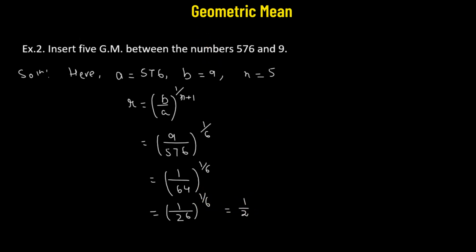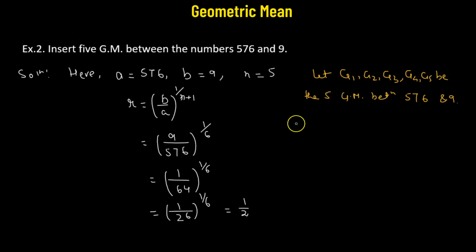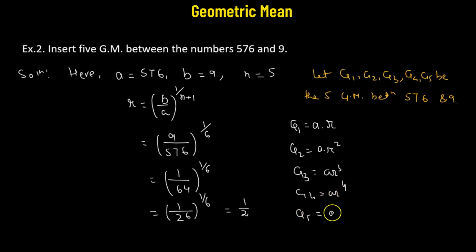To find out the geometric means, let's introduce 5 geometric means. So we have G1, G2, G3, G4 and G5 be the 5 geometric means between the numbers 576 and 9. So that means we can obtain the value of G1. G1 is simply the first term multiplied by the common ratio r. G2 will be the first term multiplied by the common ratio r squared. G3 equals ar cubed. G4 equals ar raised to the power of 4. G5 will be equal to ar raised to the power of 5, which is going to give us the values.